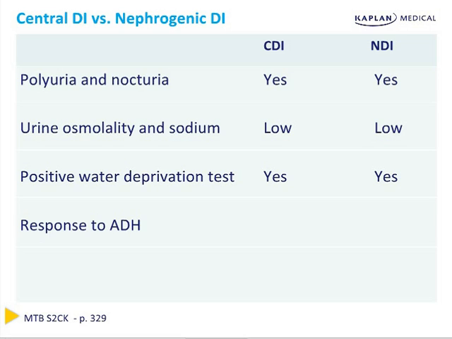Now, which form is going to respond to antidiuretic hormone? The central form of diabetes insipidus will have a response to ADH because the problem was with production, whereas nephrogenic diabetes insipidus will not respond to exogenous ADH administration. Finally, what about serum ADH level? Remember, this is our gold standard test in telling whether the diabetes insipidus is central or nephrogenic in origin. Central diabetes insipidus has a low ADH level, whereas nephrogenic diabetes insipidus has a high or normal ADH level.